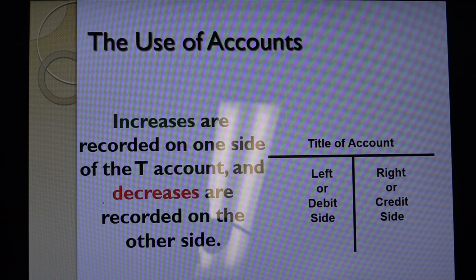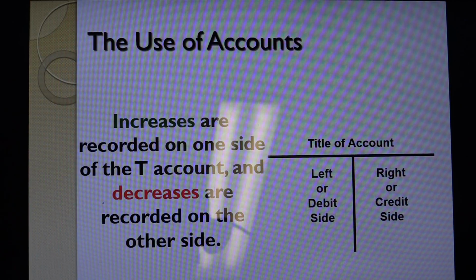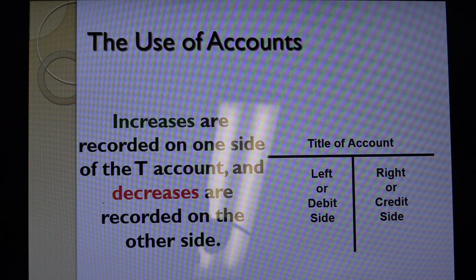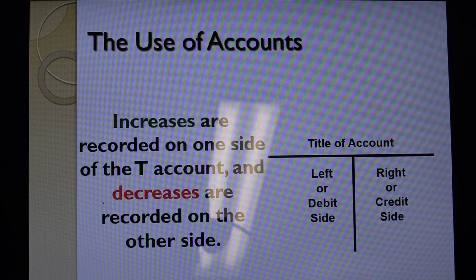Do not believe, and so they distinguish these sides as the debit side, which simply means the left side, and credit side, meaning the right side. Do not assume that if you have a debit, it's an increase, because it depends on the type of account. Same for a credit. Just because something's a credit doesn't mean it's a decrease. It depends on the account.